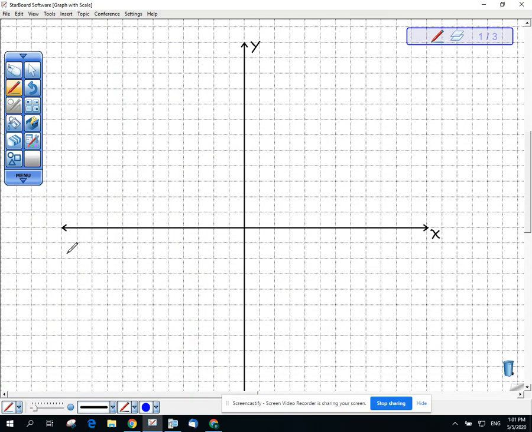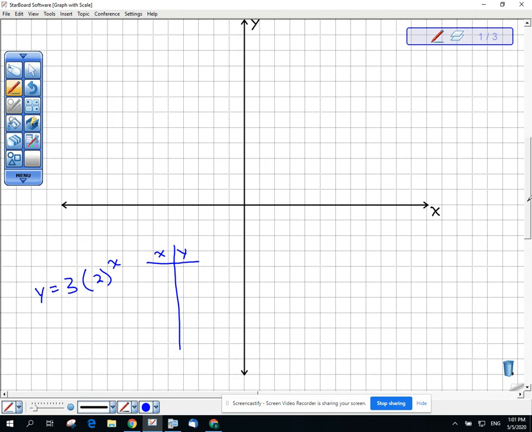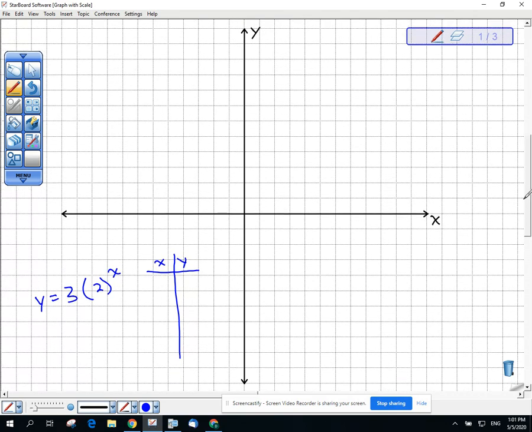The other one that I want to do is y equals 3 times 2 to the x. And again, we'll make a t-chart. And notice on my graph here that I don't have a scale, and I'll wait on the scale a little bit of time here just to see what happens. But let's start with the same 5 numbers and just see what goes on.